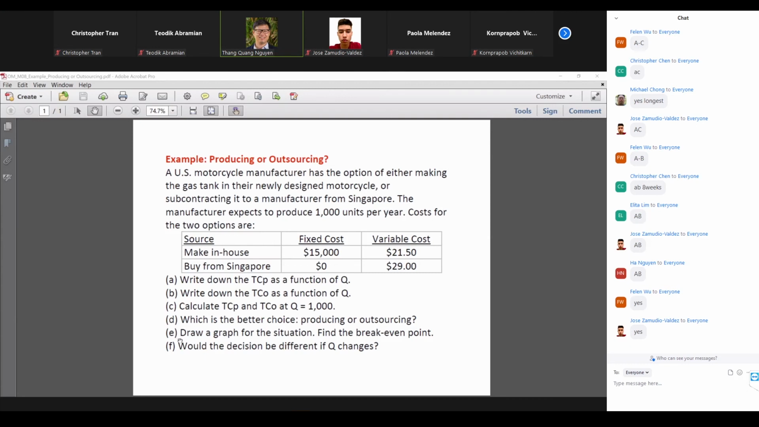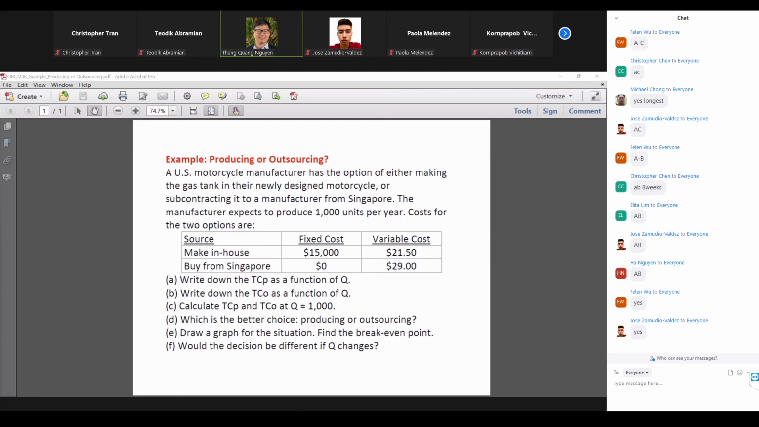So in part E, we need to draw a graph to illustrate the situation and then find the break-even point. The break-even point is the quantity of the gas tanks, right, at which the total cost of producing and outsourcing are equal. We call that a break-even point. And then, would the decision be different if the quantity changes, right? Relative to D, if the quantity of gas tanks changes, then would we change our decision? So it might be a long question here, but actually the calculation and the interpretation are quite easy, right?